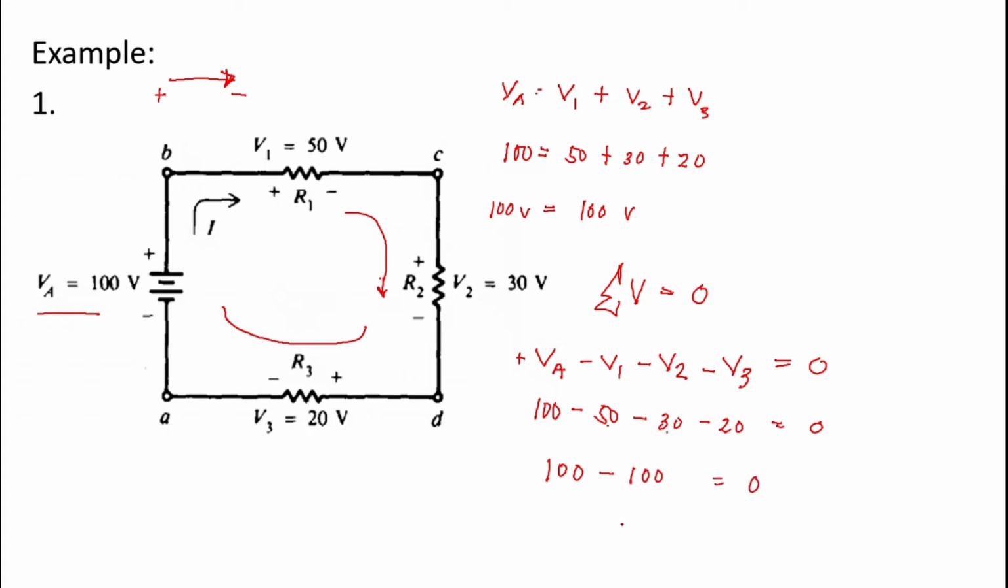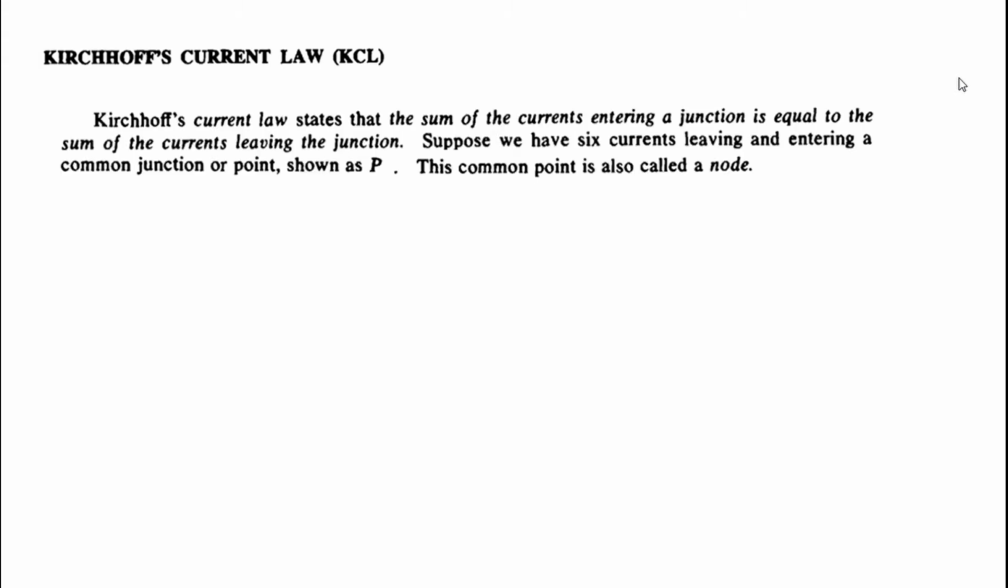So therefore, the summation of the voltage across the circuit is equal to 0. Okay? So that is for the KVL. For the KCL, or the Kirchhoff's current law, Kirchhoff's current law states that the sum of the current entering the junction is equal to the sum of the current leaving the junction. Suppose we have 6 currents leaving and entering the common junction, or point shown as P. So this common point is also called a node.